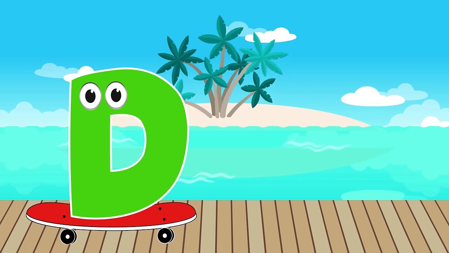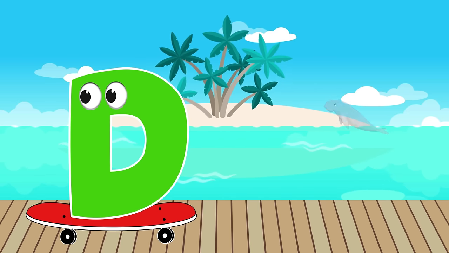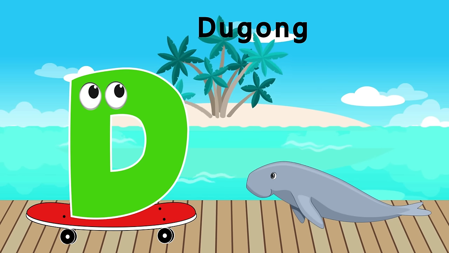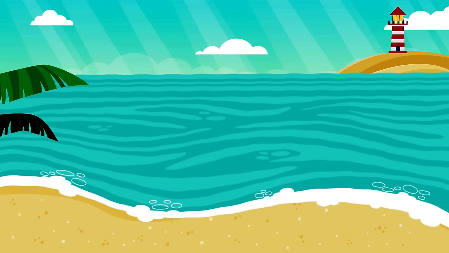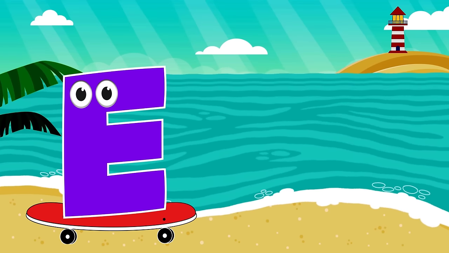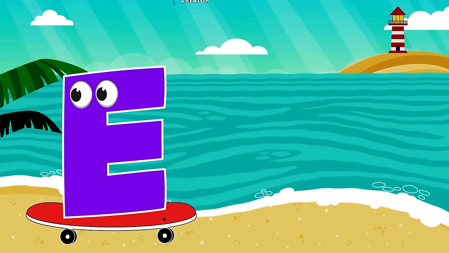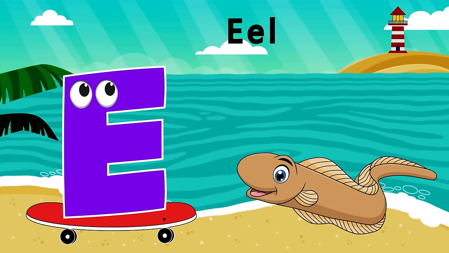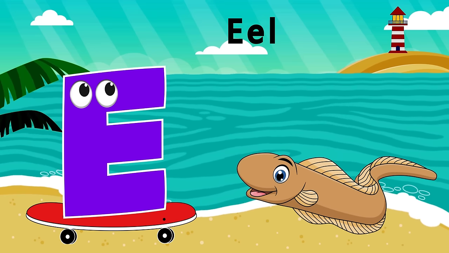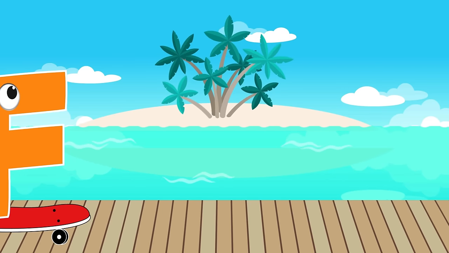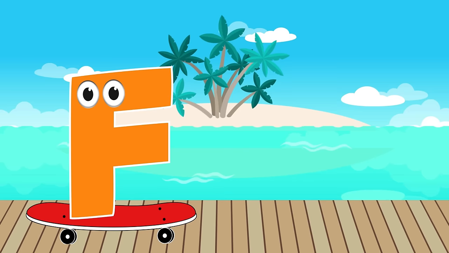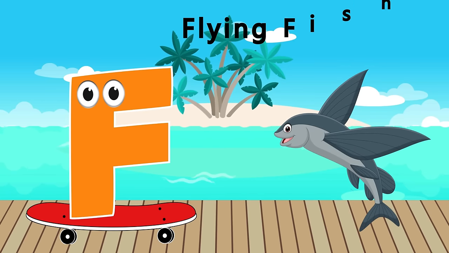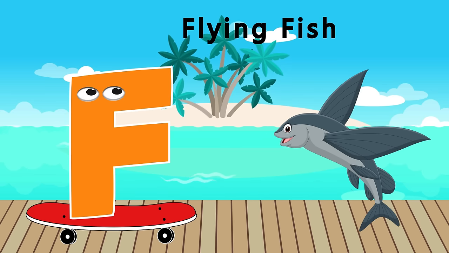D is for dugong. Dugong. Gentle, seagrass, mermaid. E is for eel. Eel. Slippery, serpentine, electric. F is for flying fish. Flying fish. Gliding, airborne, escape.